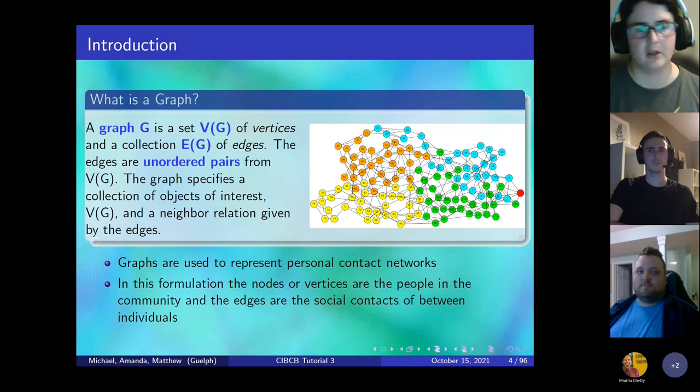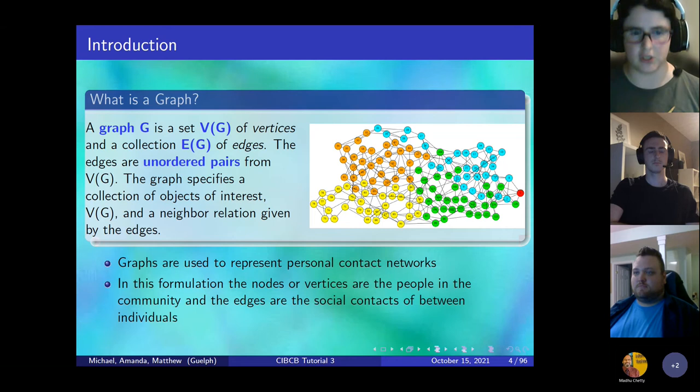So, what is a graph? A graph is a set of vertices and a collection of edges. Edges are unordered pairs from a vertex to another vertex. The graph specifies a collection of objects of interest, and the neighbor relations are given by the edges.